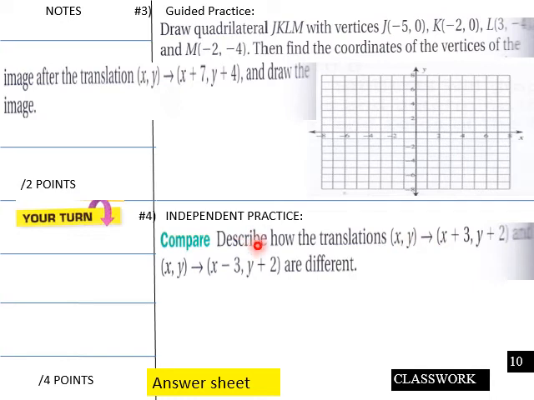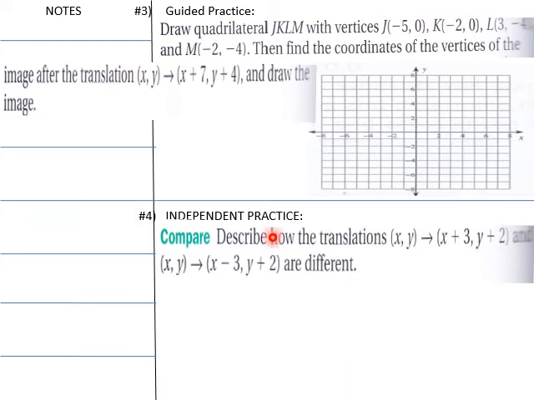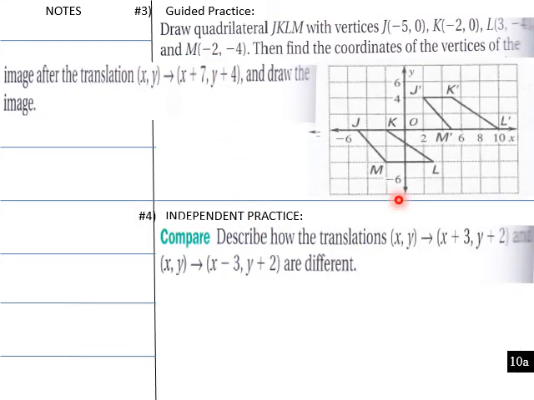x plus 3 are described. This is a description here. You're just describing here what happens with these two different translations. So it'll be a written response here, students, for this. Okay, let's do our guided practice. Here will be the translation here.